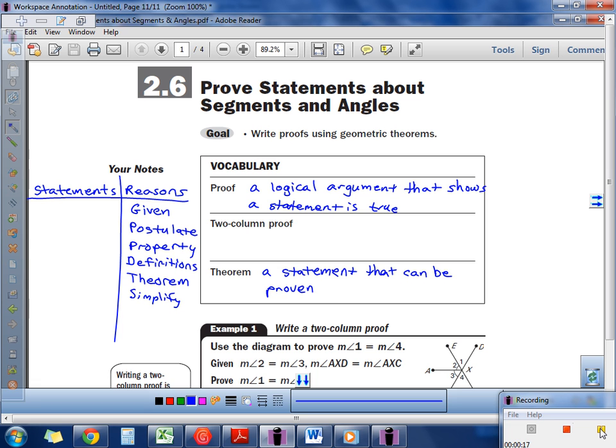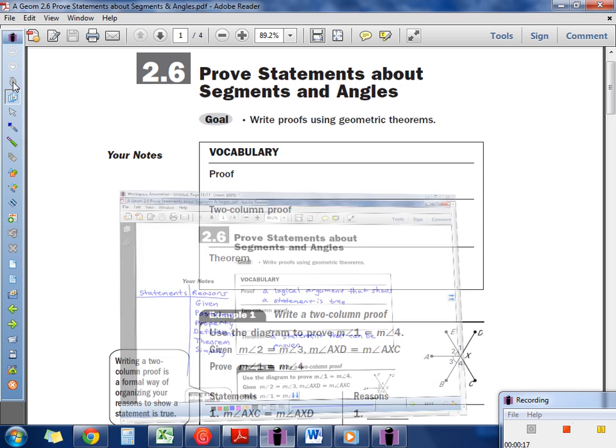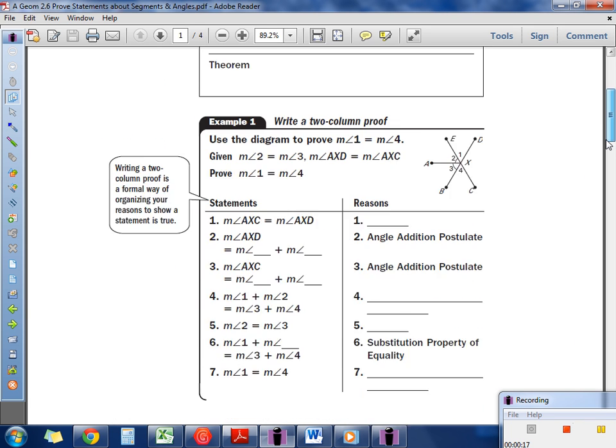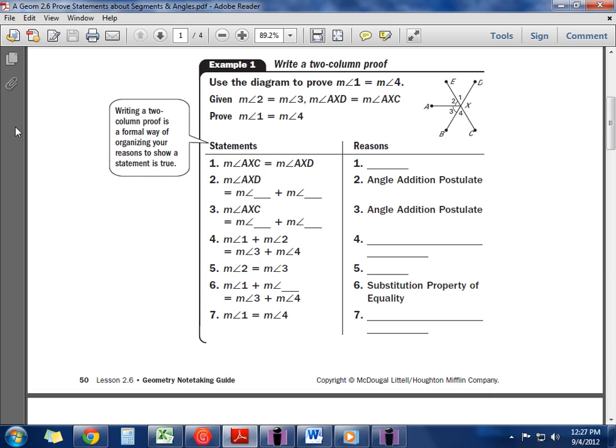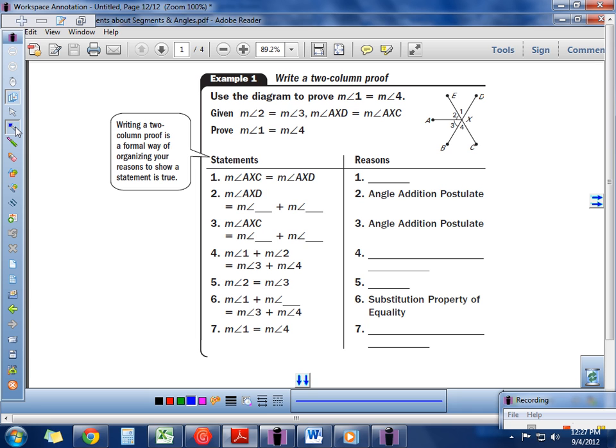The next thing we need to be able to do is look at example 1. So I'll scroll up for that real quick. This one says, use the diagram to prove measure of angle 1 is equal to measure of angle 4. Gives us some given statements and it tells us what we're trying to prove. It also gives a little diagram. What we need to do is check the given statements to see if they have marks that correspond on the picture. So the first given says measure of angle 2 equals the measure of angle 3.